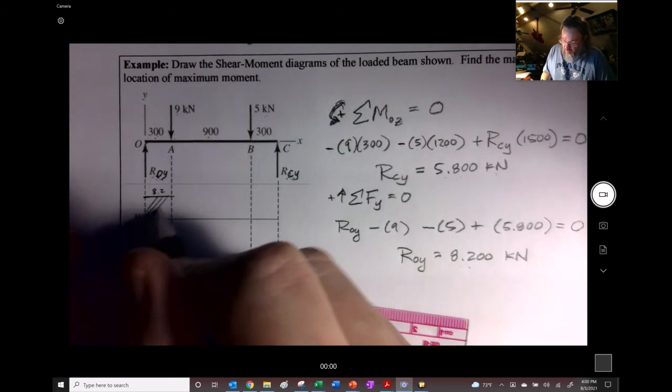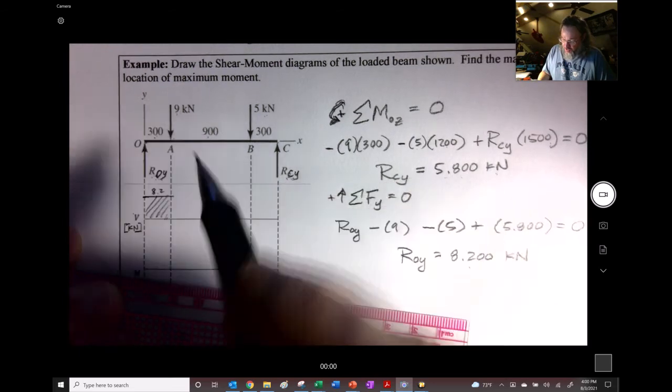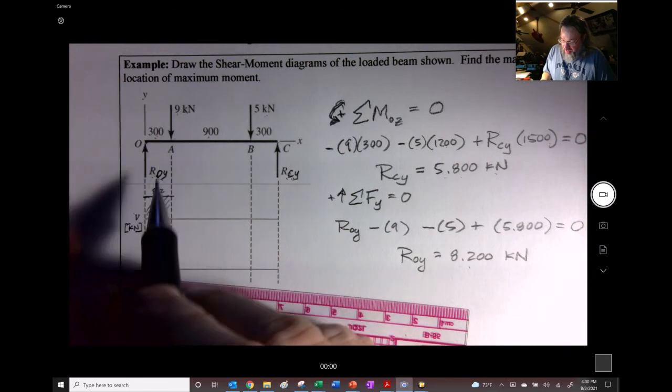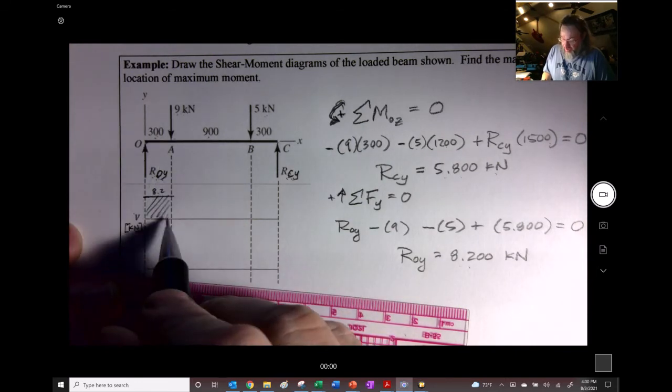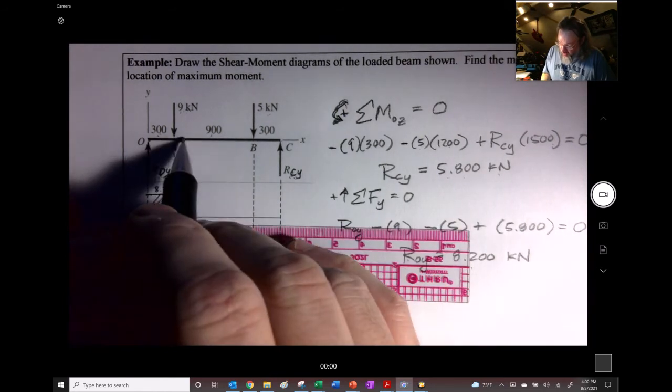And so I like to color that in. And then there's going to be 9 downwards. So what we'll find is that if we take 9 and subtract it out of 8.2, we get negative 0.8. So that's going to be a really small number, and it's constant all the way across from there.